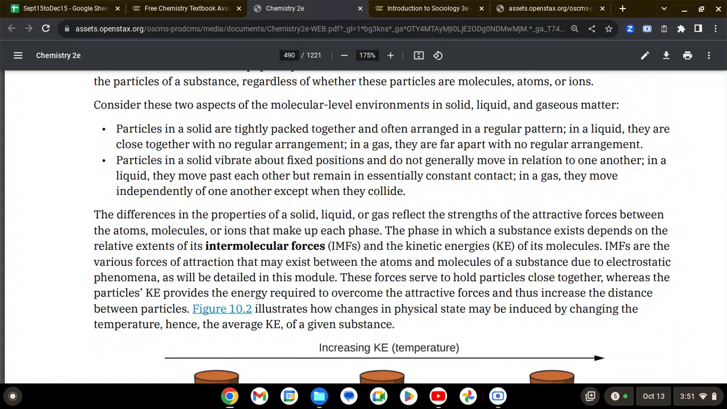Particles in a solid vibrate about fixed positions and do not generally move in relation to one another. In a liquid, they move past each other but remain in essentially constant contact. In a gas, they move independently of one another except when they collide. The differences in the properties of a solid, liquid, or gas reflect the strengths of the attractive forces between the atoms, molecules, or ions that make up each phase. The phase in which a substance exists depends on the relative extent of its intermolecular forces.